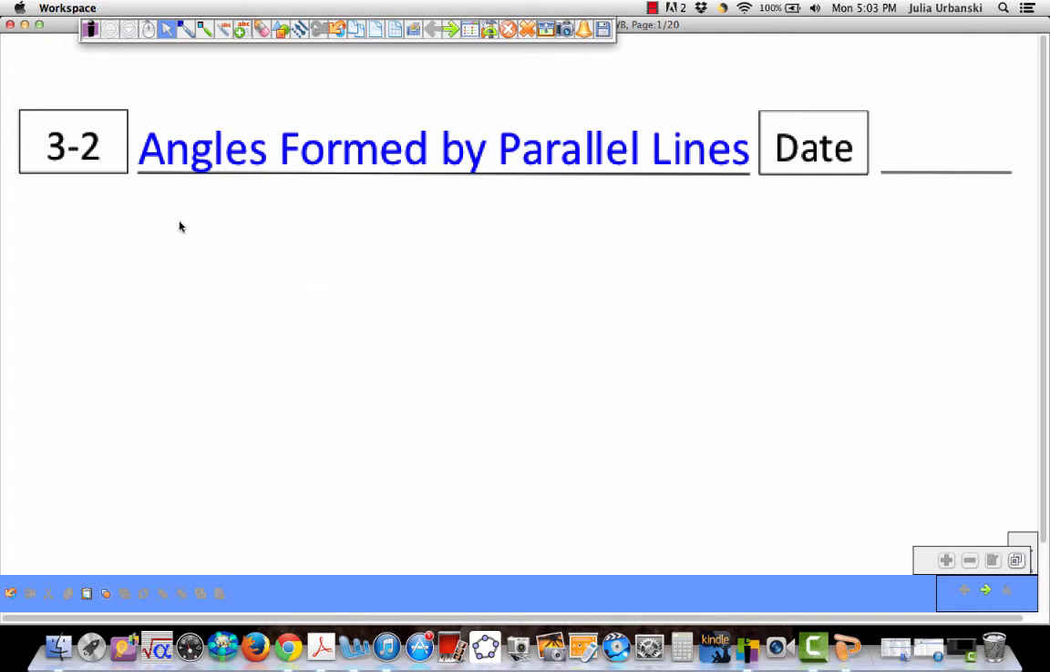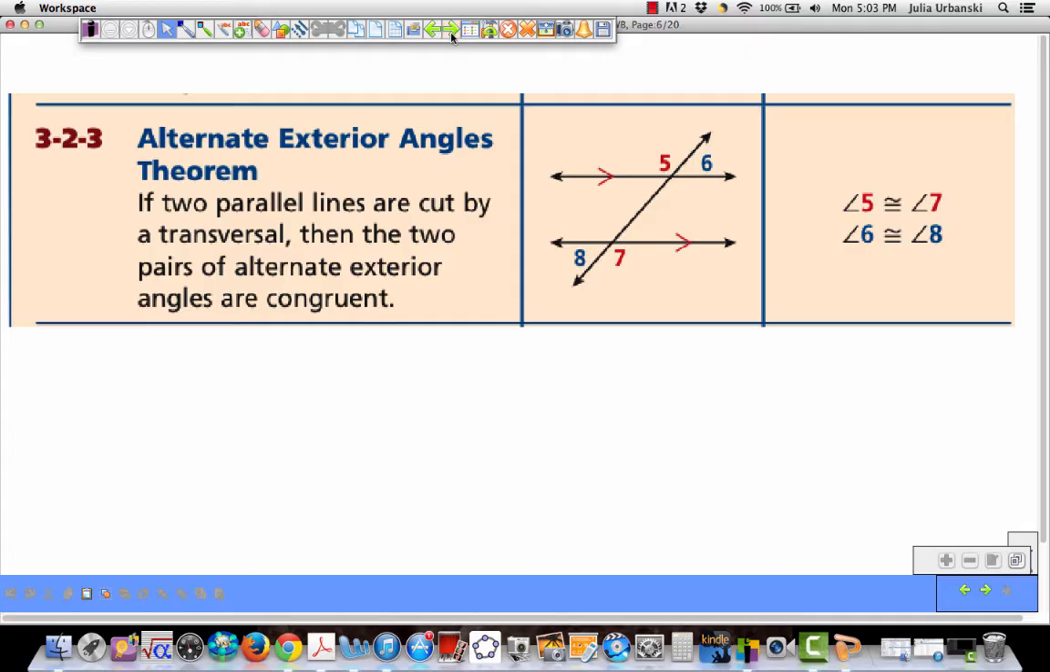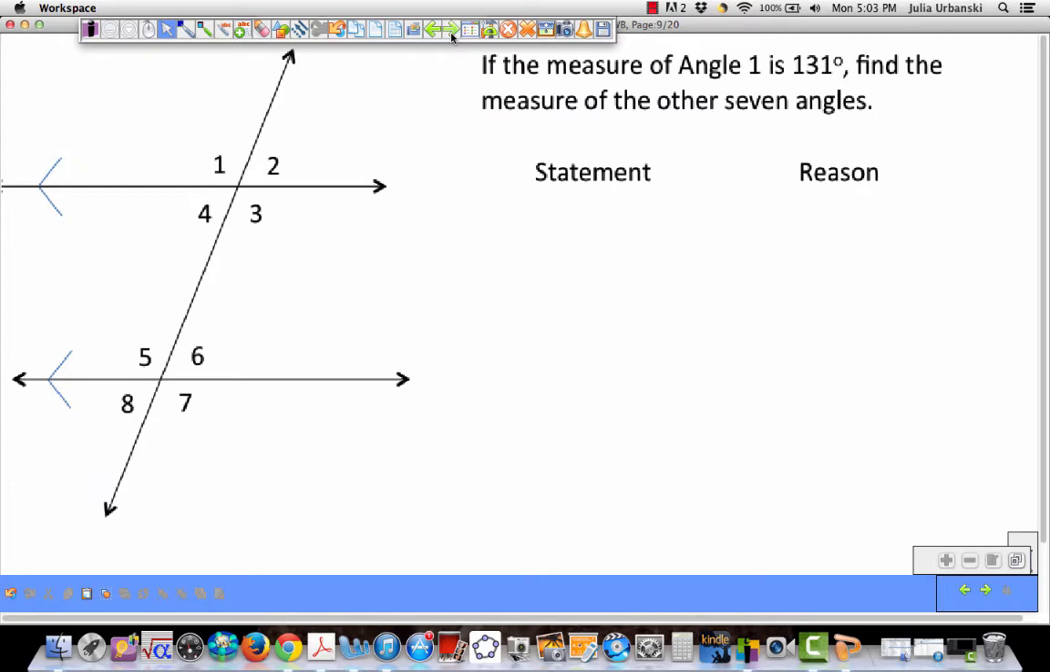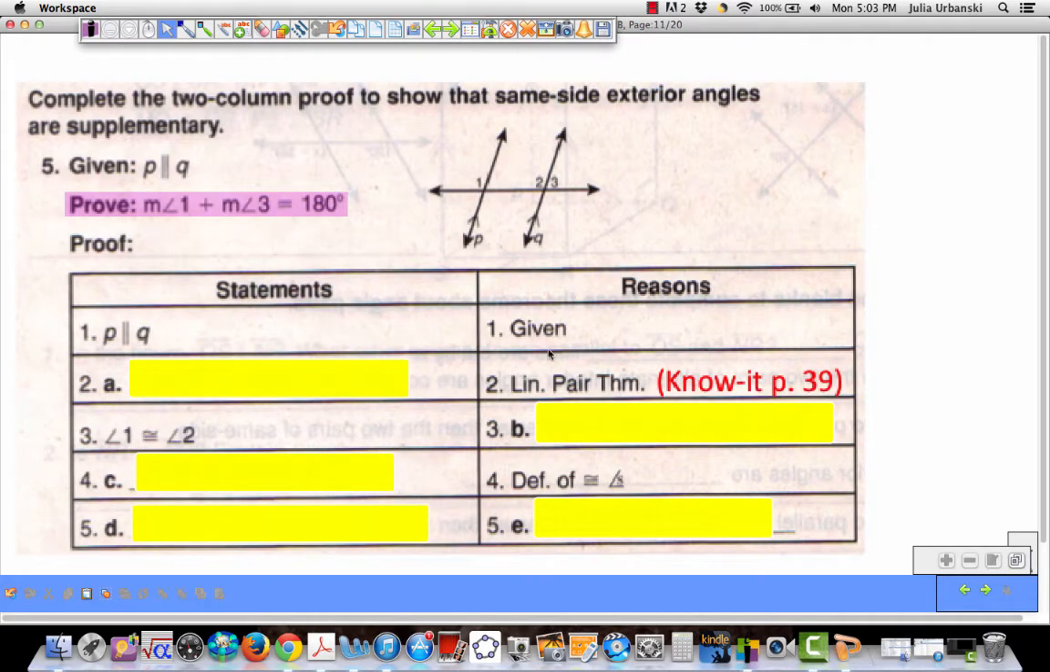So you've already done the first part of 3-2 in class today. So go to the bottom of the page, and I want to review this proof here. You might have seen it in class, but I want you to concentrate on it a little bit more carefully right now. You're given that line P is parallel to line Q.